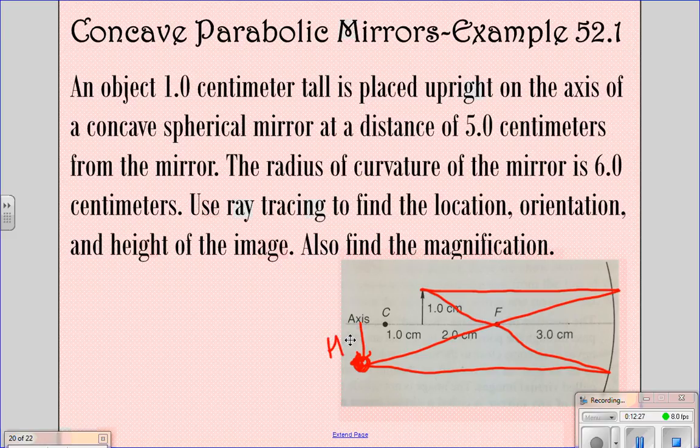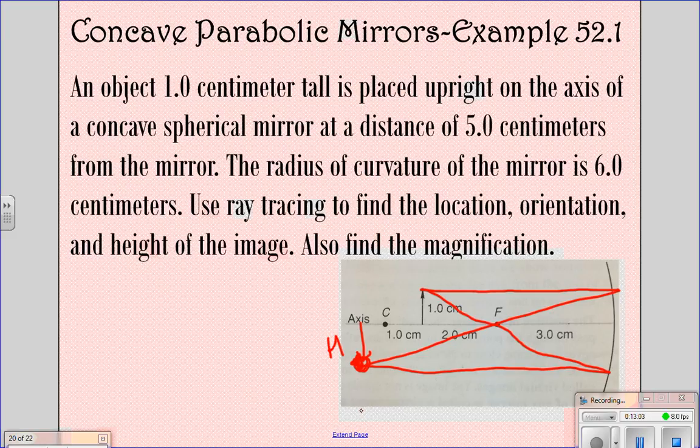And the image is a real image. It's located in front of the mirror. And it is also inverted. Instead of going up, it's going to be going down. So all real images are inverted images. So if it's a real image, it is inverted. So real also means inverted, and inverted also means real. For any mirror, light side, real, and inverted are going to go together. Okay, so light side, real, and inverted all go together.